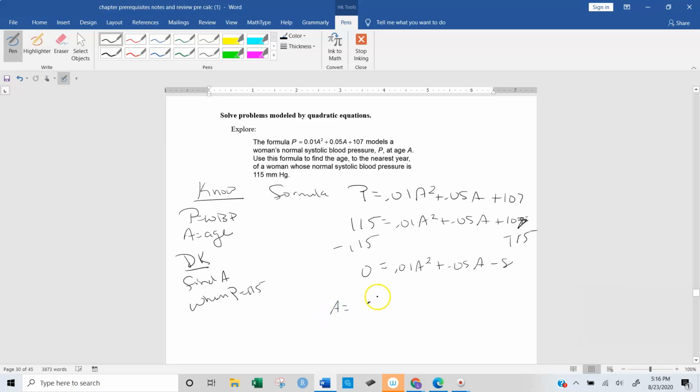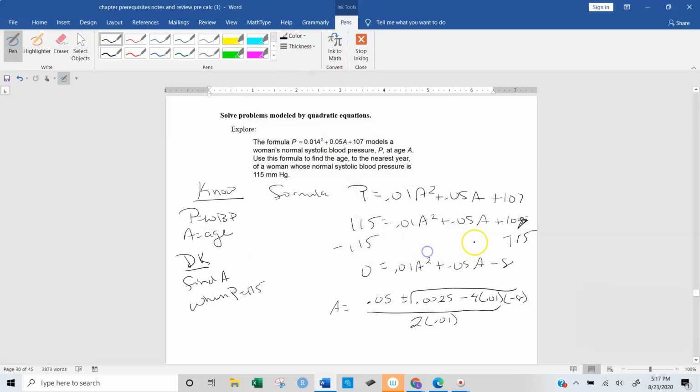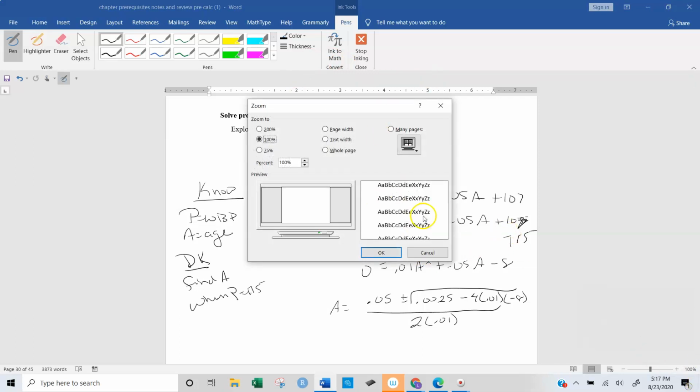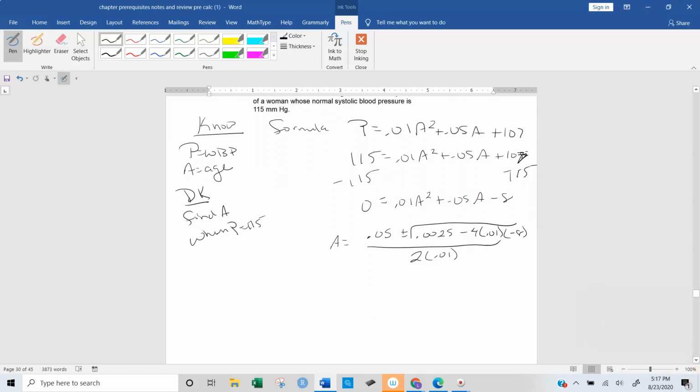So a equals negative b, which is -0.05, plus or minus the square root of b squared. So 0.05 squared is 0.0025, minus 4 times a, which is 0.01, times c, which is -8, all over 2a, which is 0.01. I would plug that all into my calculator, especially if you have a fraction key. And that's all I did. I plugged it into my calculator.